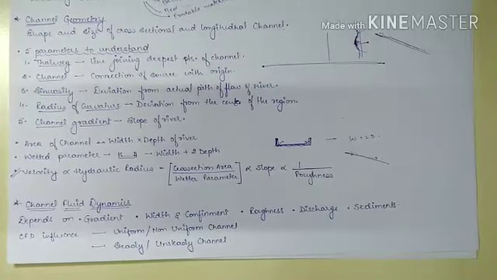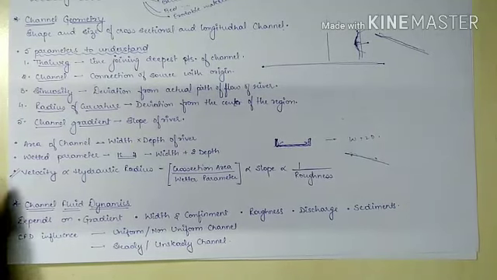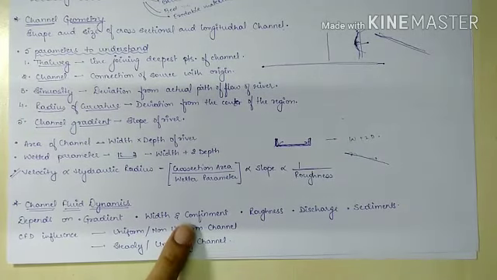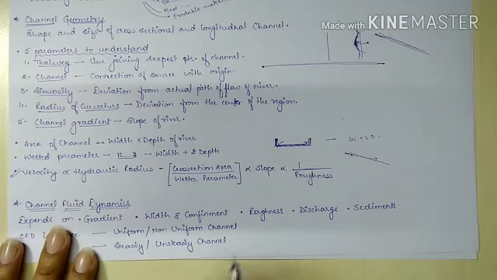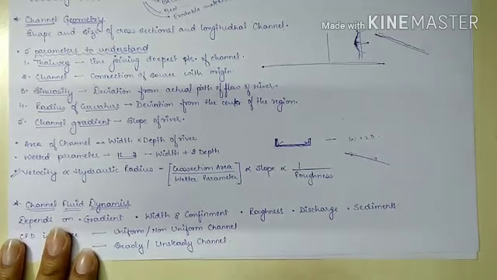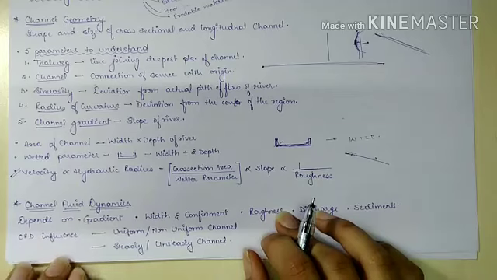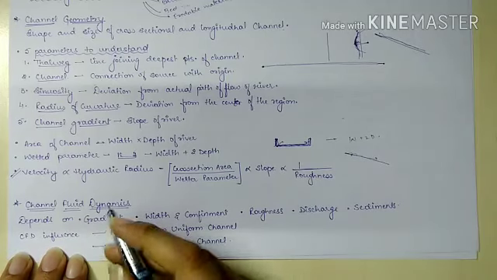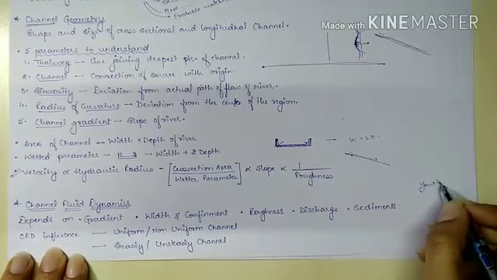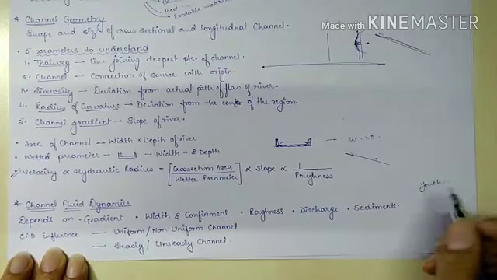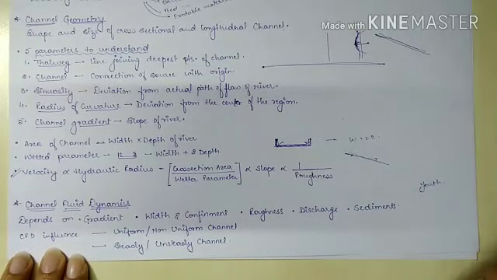Now channel fluid dynamics, it depends on basically gradient, width and confinement, roughness, discharge and sediments of the channel. Now how is it dependent on gradient? See, the slope will increase the velocity of the river flow or the channel. So simply we can see the example that in the youth stage, the river will be having higher velocity than the one in the mature or old phase.